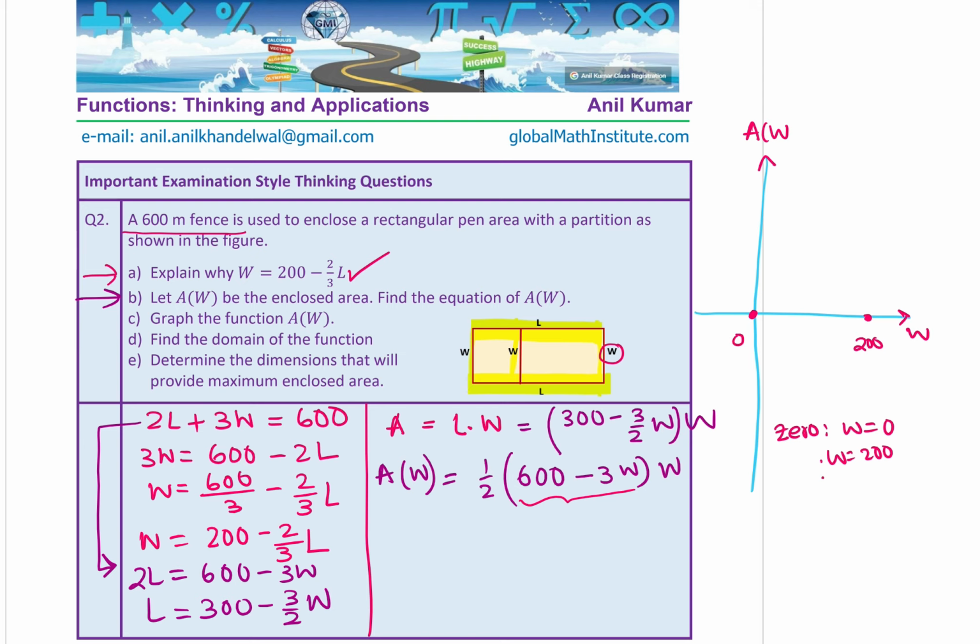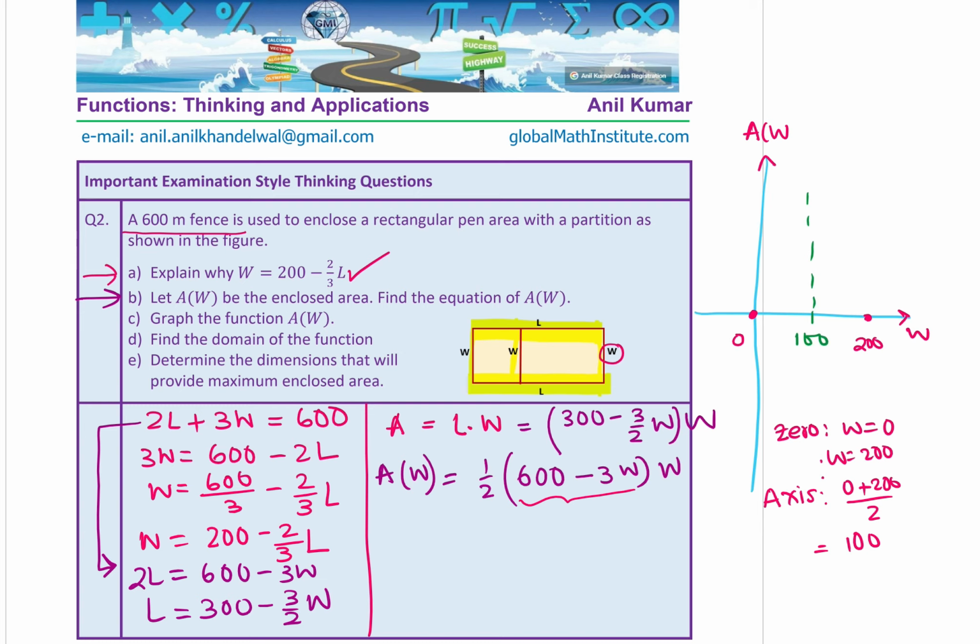So from here we know that zeros are there. So where will the axis be? The axis will be right in the middle. That means (0 + 200) divided by 2, so at 100 we have the axis. Let me draw the axis in a different ink. Let us say that becomes the axis, correct?